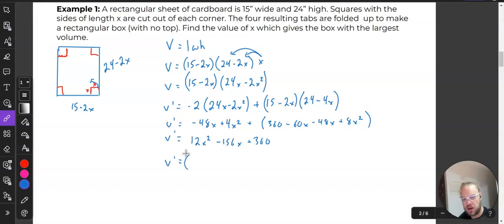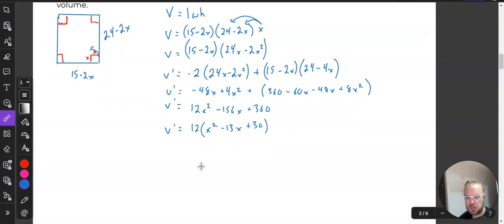So I'm going to pull out my common factor first, which is 12, and get x squared minus 13x plus 30. That's a whole lot easier because now I'm looking for something that's going to multiply to 30 and add to negative 13. Well, that's going to be negative 10 and negative 3. So I can factor this as x minus 10, x minus 3. That's really messy. Let me clean that up.